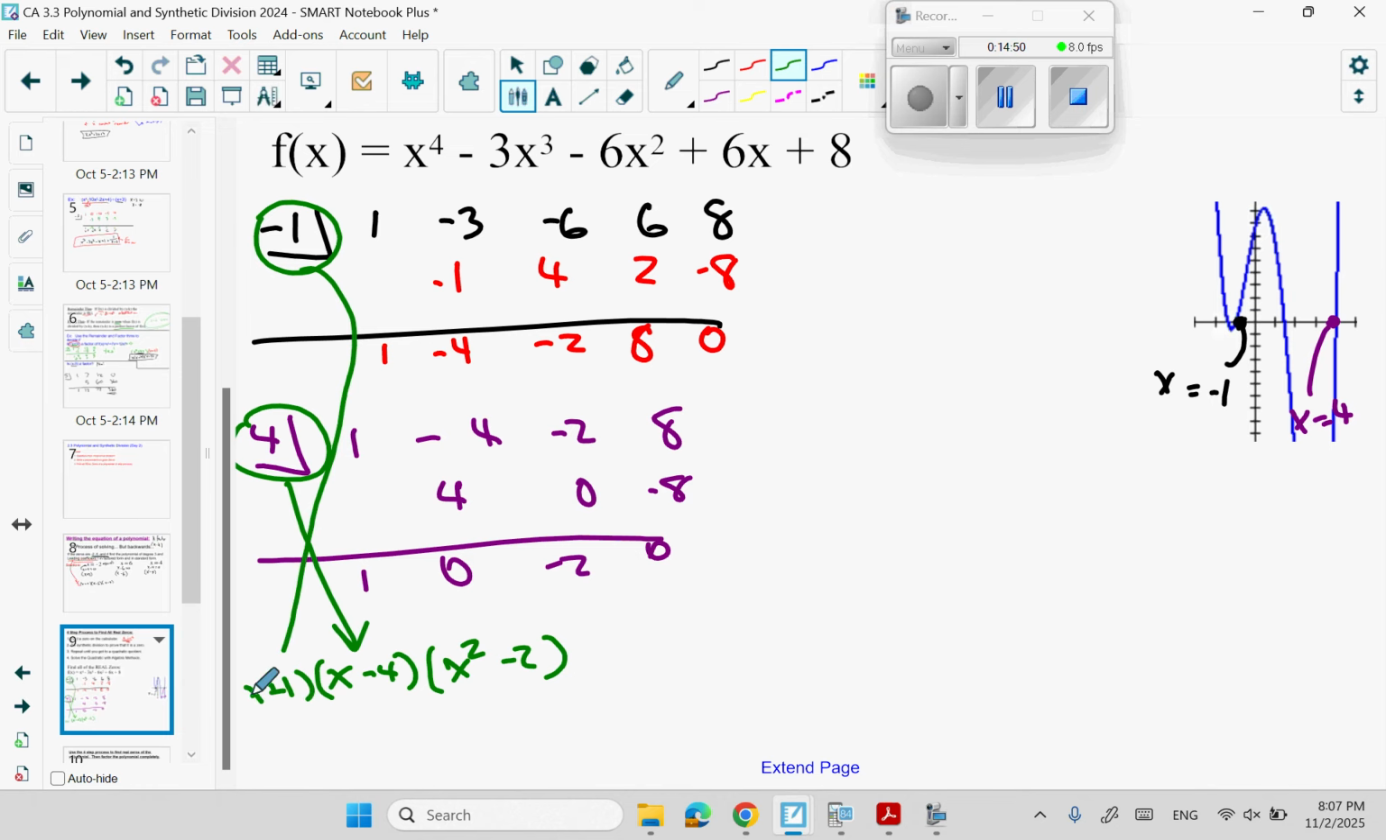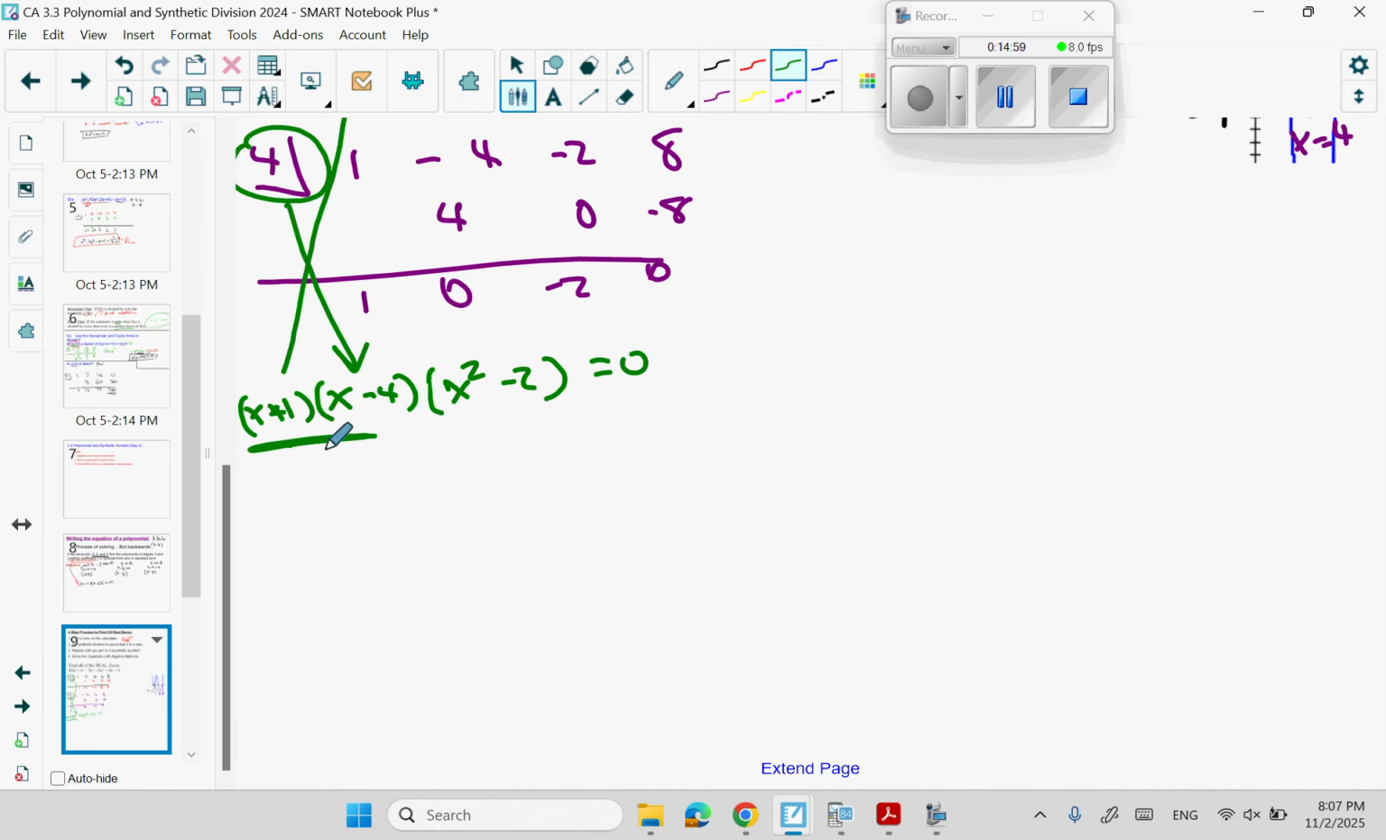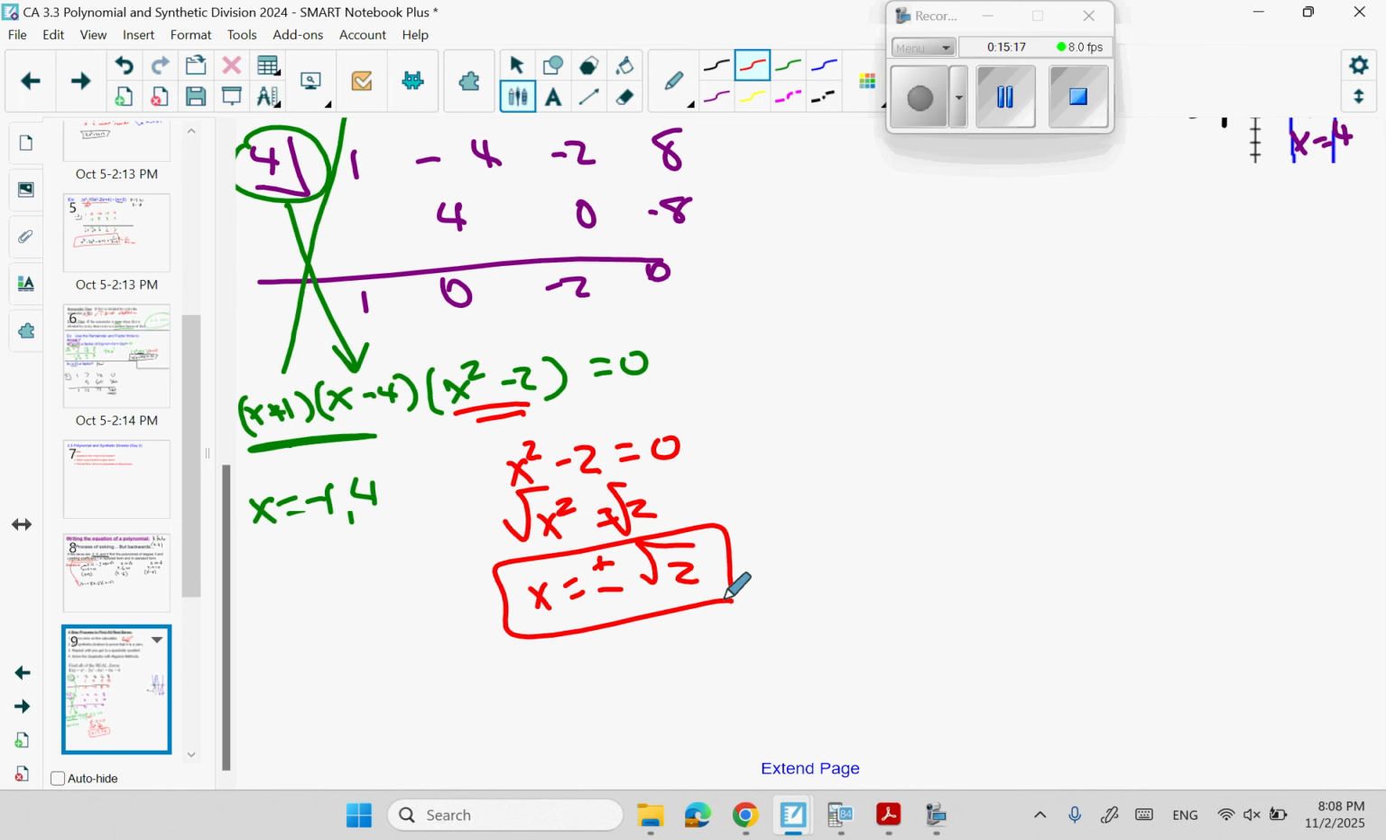And of course, we're going to turn them into parentheticals, so that x minus k idea. And then last but not least, we're just going to set them all equal to 0. Nicely enough, these ones are pretty easy. It's -1 and 4, because those are what we used to synthetically divide. And then, of course, we've got to solve this guy. So I get x squared equals 2, square root. We get x equals plus and minus the square root of 2, giving us 4 total answers.